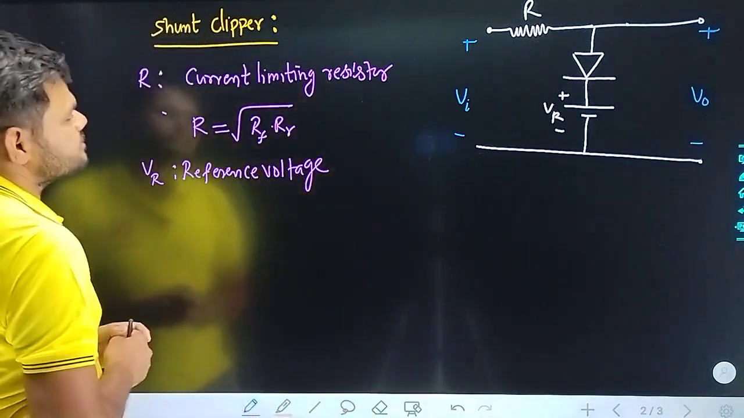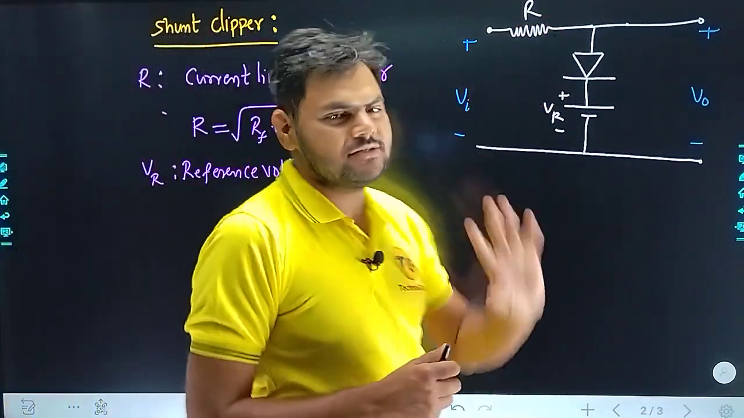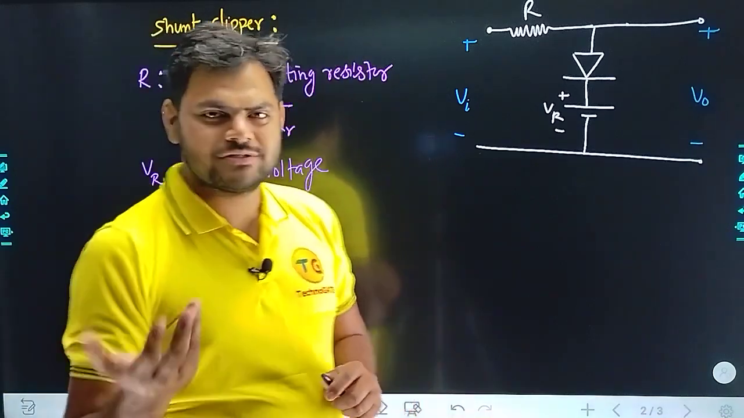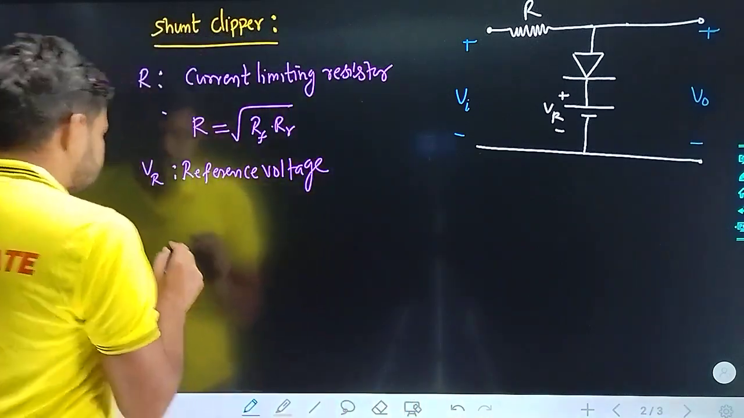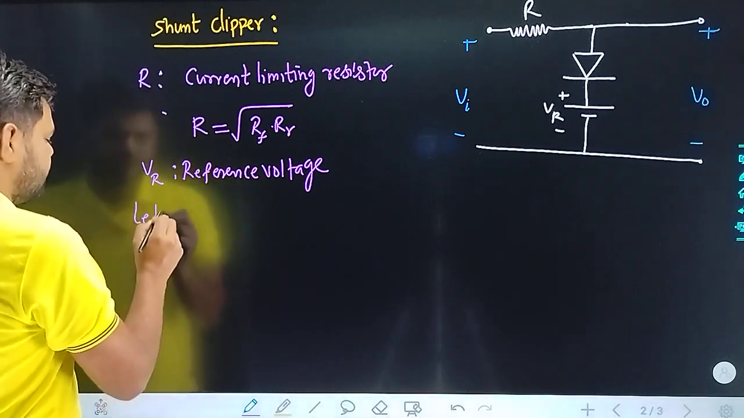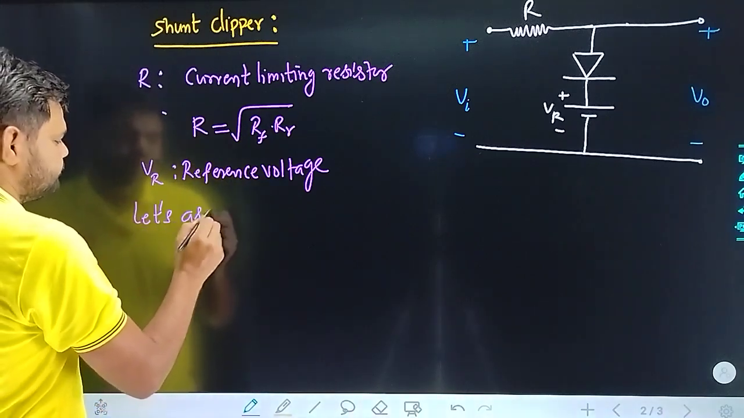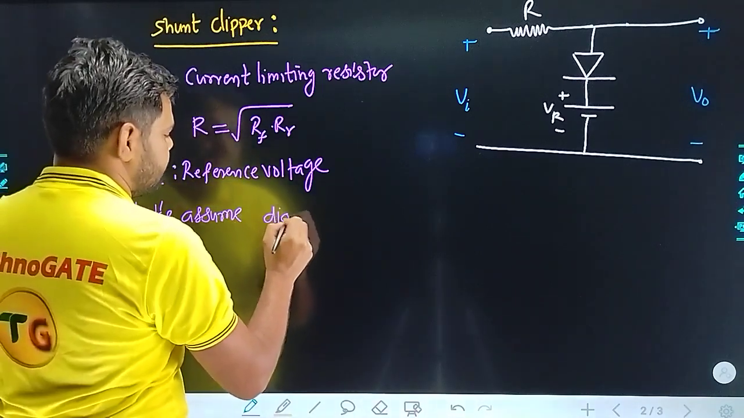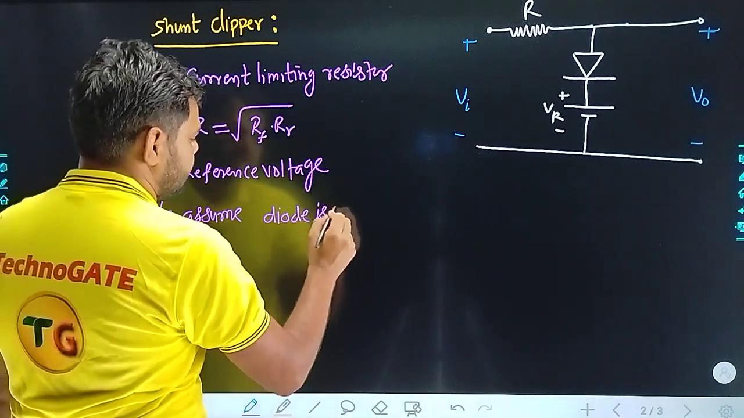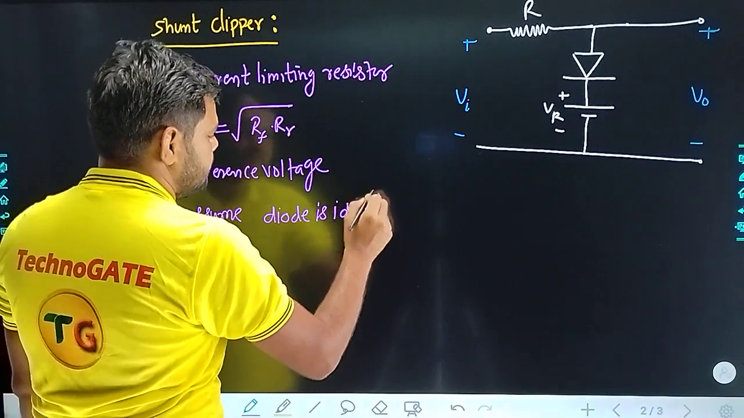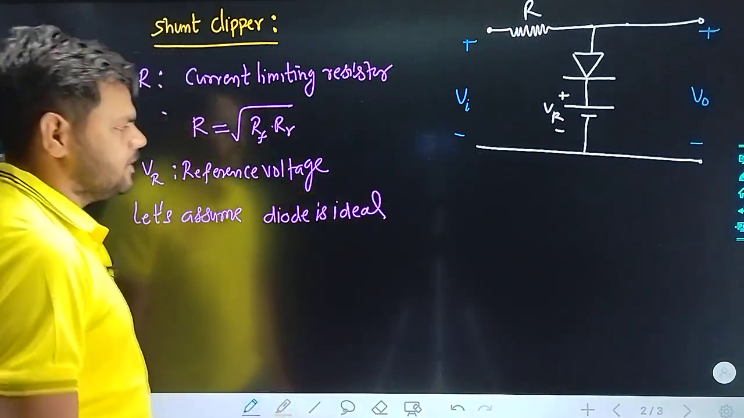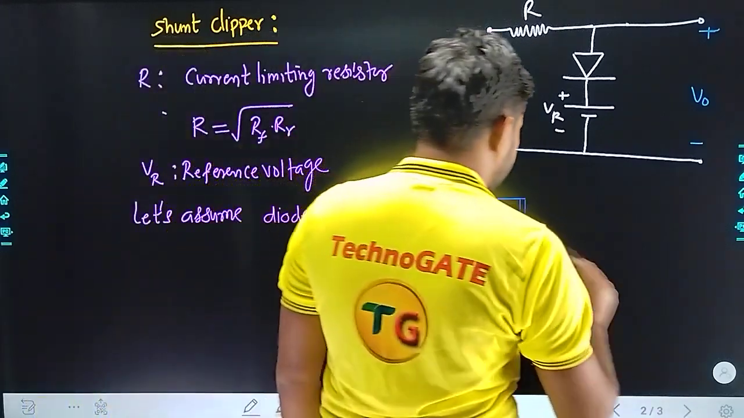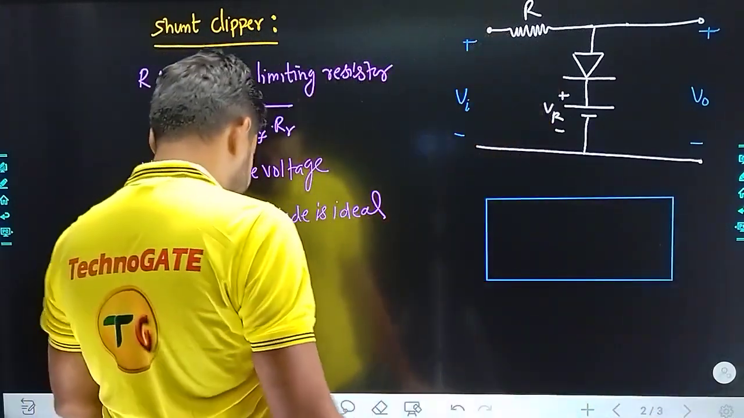Guys, this is the very first circuit, and I'm considering the diode to be ideal. When the diode is practical, we will also discuss that, don't worry. So what we are assuming here is that the diode is ideal. We know one thing about the ideal diode, let me put something very important in the box.